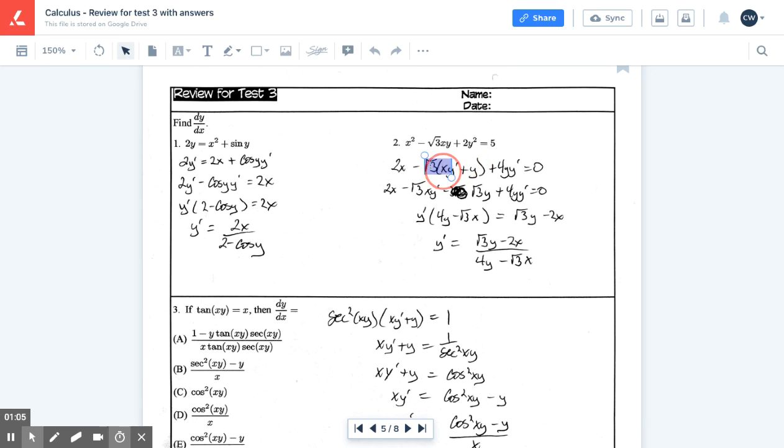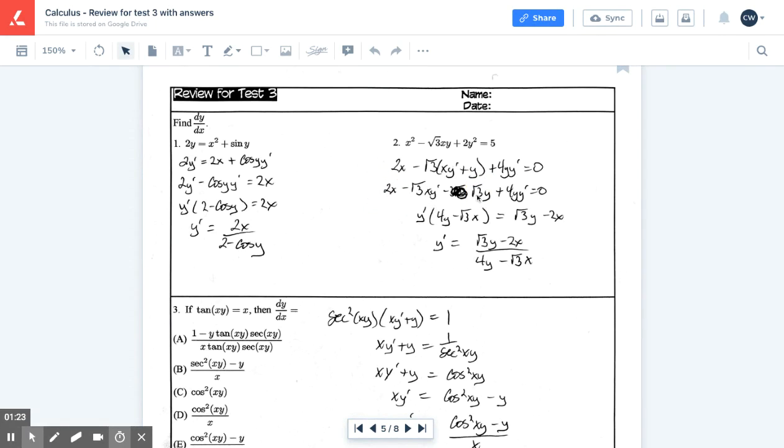Then I distribute right here. So I get a negative square root 3 x y prime, and I get a negative square root 3 y. And we get the y primes together on the same side. So there's that one and that one. They stay. The other two need to move to the other side.